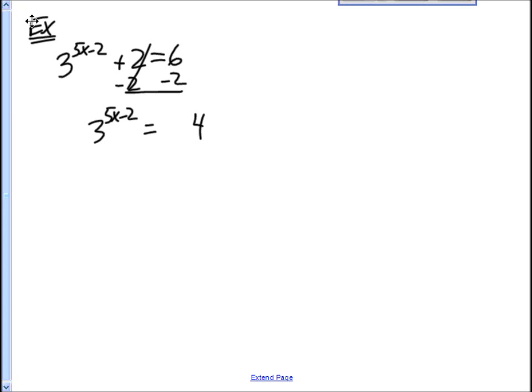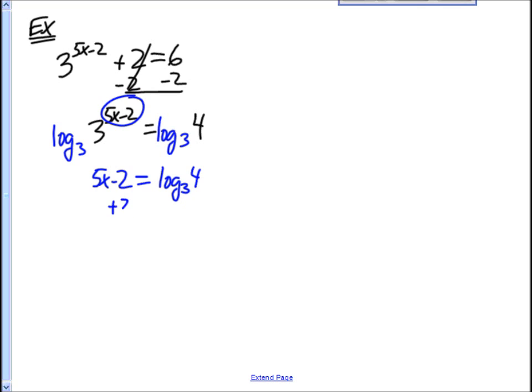And now you say, well, let's run the inverse. I've got to take log base what? Log base 3 to undo that 3^(5x-2). So I've got to take log base 3 of both sides here, and that spits out 5x - 2. So I have log base 3 of 4, which is some number.